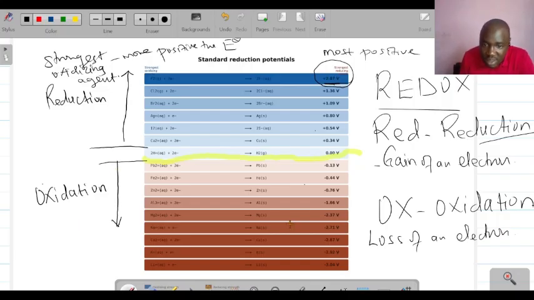Then you also have lithium. So lithium in our case is negative 3.04 volts. So we can therefore say it is the most negative. So what do you mean by that? By being the most negative, it means it is the one that can easily undergo oxidation. So by being the most negative, it therefore means it is the strongest reducing agent.